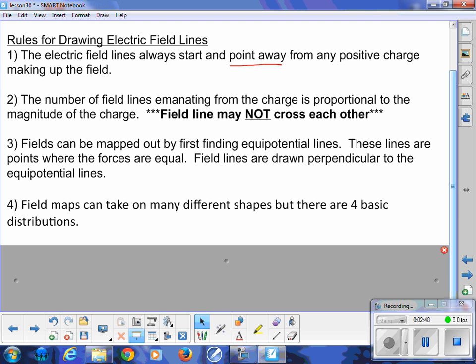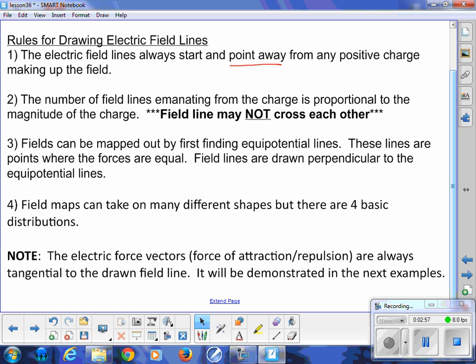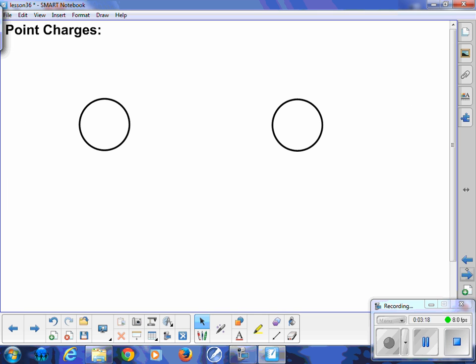Field maps can take on many different shapes, but there are 4 basic distributions that I'm going to go through, and we'll talk about each one. Finally, the note at the end: the electric force vectors, so the force of attraction or repulsion, are always tangential to the drawn field lines, and it's going to be demonstrated in the examples. I also have a great little lab that you're going to do that illustrates these exact electric field lines, so it's kind of neat. You'll get an opportunity to actually see it in action.